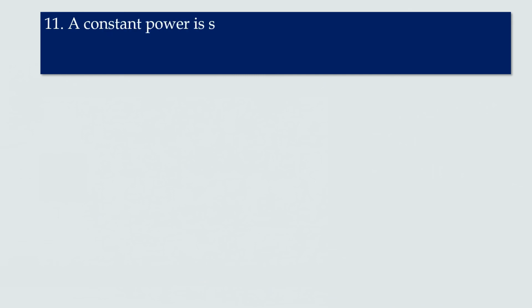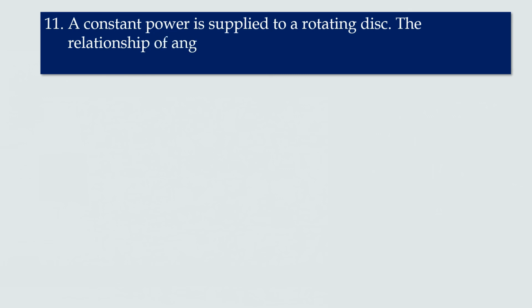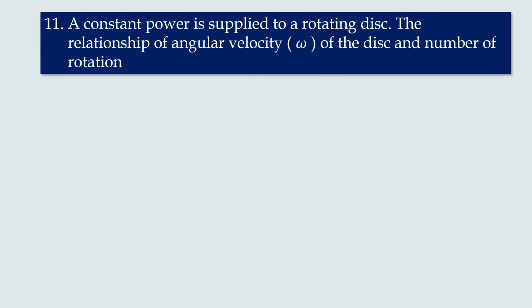A constant power is supplied to a rotating disc. The relationship of angular velocity omega of the disc and the number of rotations n made by the disc is governed by, here we have to calculate this relationship. Now let us go to the solution.